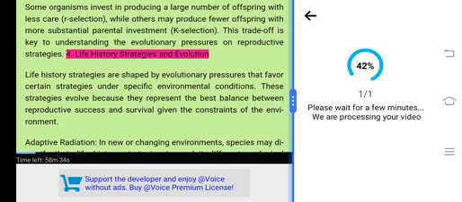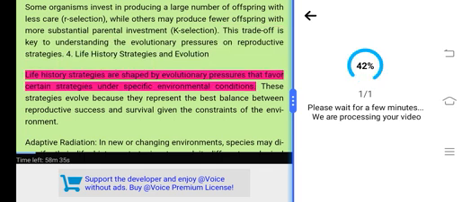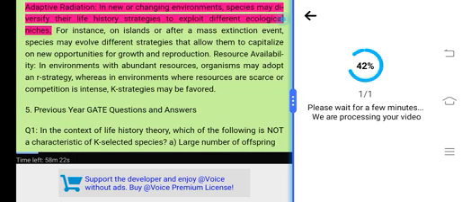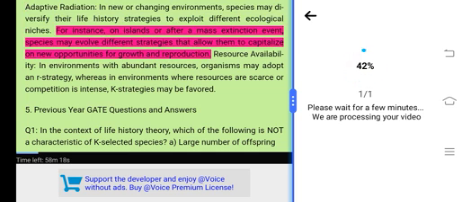4. Life history strategies and evolution. Life history strategies are shaped by evolutionary pressures that favor certain strategies under specific environmental conditions. These strategies evolve because they represent the best balance between reproductive success and survival given the constraints of the environment. Adaptive radiation. In new or changing environments, species may diversify their life history strategies to exploit different ecological niches. For instance, on islands or after a mass extinction event, species may evolve different strategies that allow them to capitalize on new opportunities for growth and reproduction.